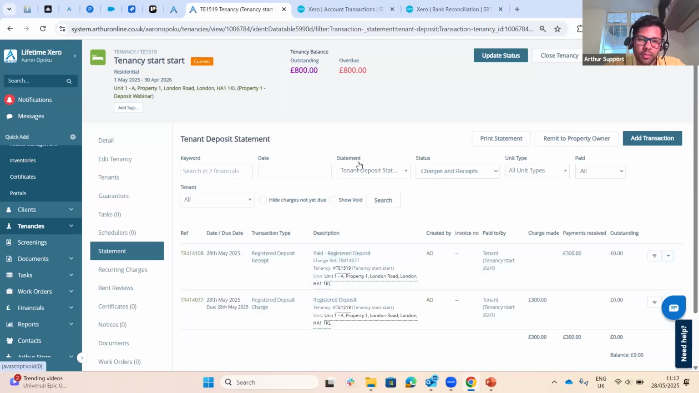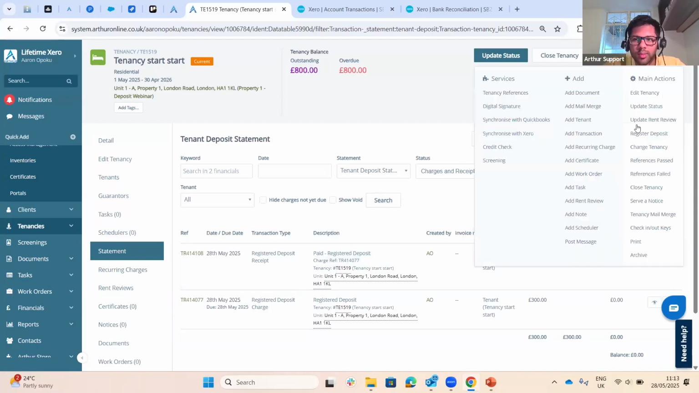With the custodial scheme, there is an extra step. Once you receive the deposit from the tenant, you would then transfer that £300 over to the custodial scheme where that deposit will be registered. So if you are just using Arthur Financials on its own, there is no additional step to do in Arthur because that's just a transfer you're making from your bank. So there's no way in Arthur you would record that £300 has been sent to the custodial scheme.